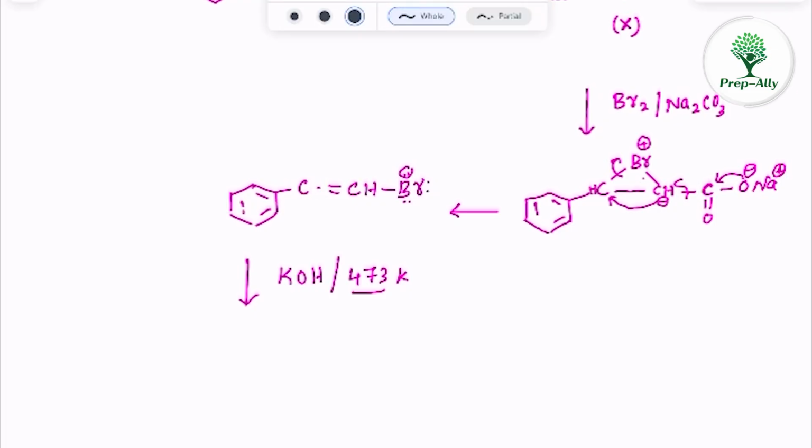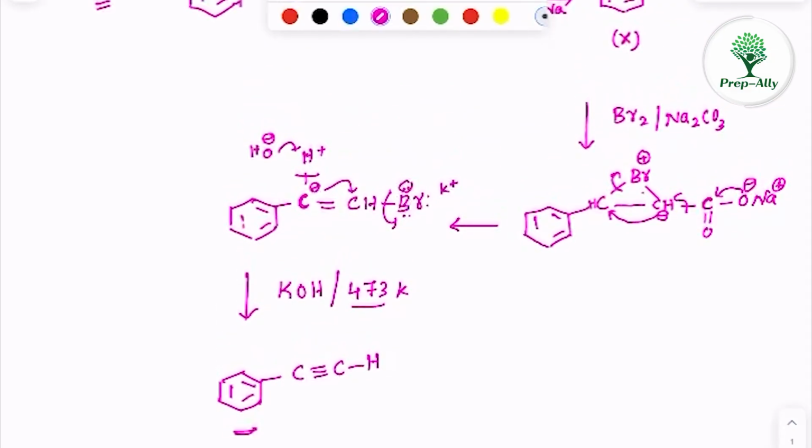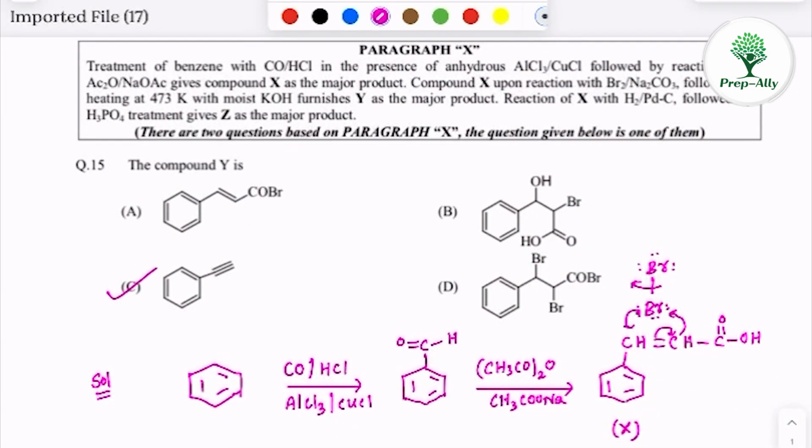kelvins. So after this, what will happen is this double bond will stay like this, and then this OH minus can capture this H plus ion, and the negative charge when it attacks here, this bond will go out and K plus will be accepted. So finally you will be getting the compound C triple bond H. This is the answer. Here CO2 gas will go out, and the answer is C. Thank you.